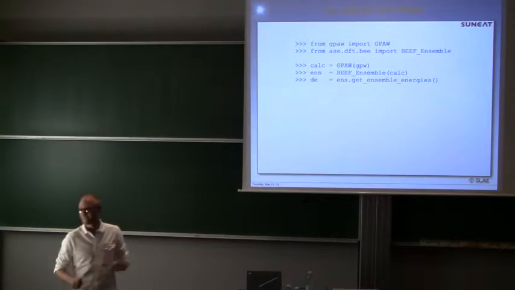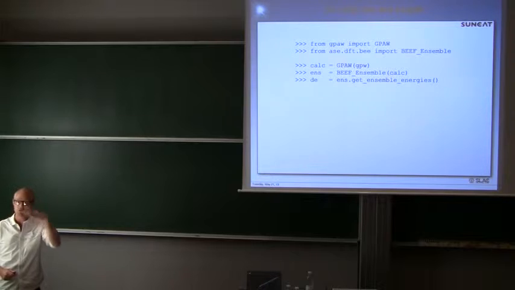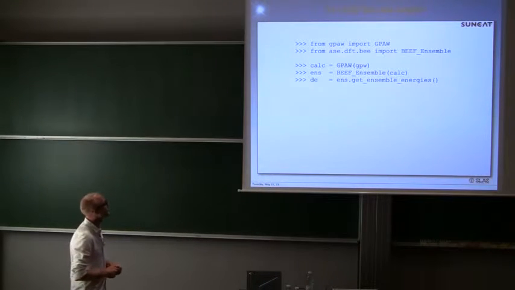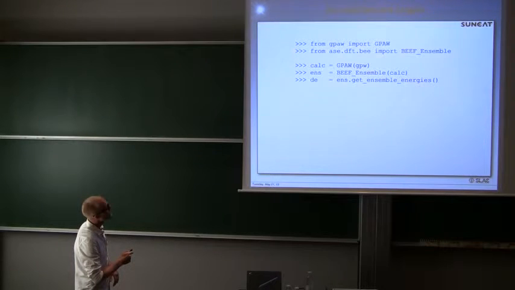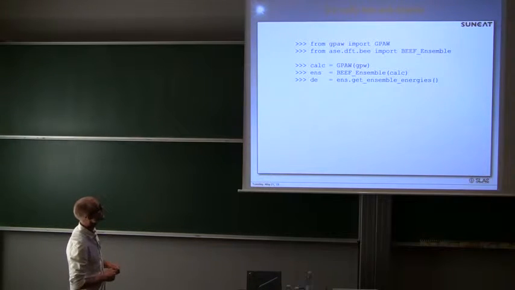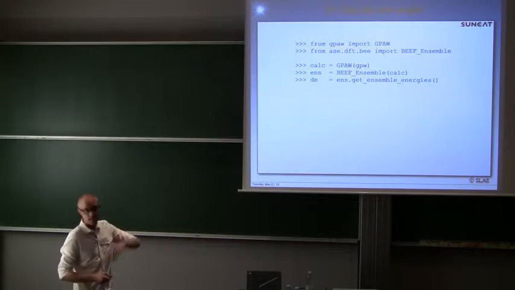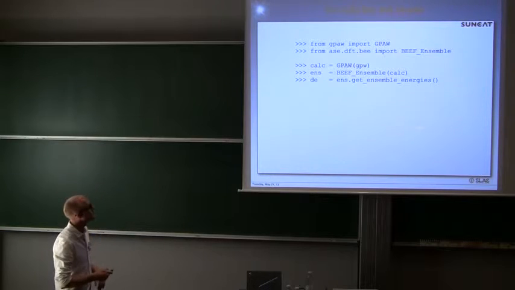So it's really simple, and it's really, really fast to obtain these error estimates. Just one example here. I implemented it so that it's using both GPAW and ASE, actually. So just assuming that I did a calculation and saved it as a GPAW file, I import it, and then I create this example.